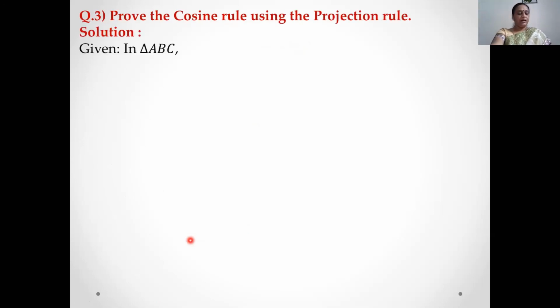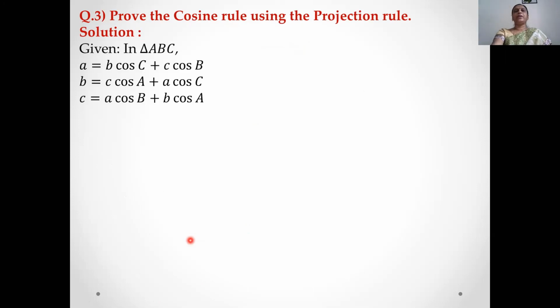Prove the cosine rule using the projection rule. Means we have to prove the cosine rule with the help of the projection rule. Now what is the projection rule? In triangle ABC, a is equal to b cos C + c cos B, b is equal to c cos A + a cos C, and c is equal to a cos B + b cos A. This is our projection rule. Using these formulae, we have to prove the cosine rule.